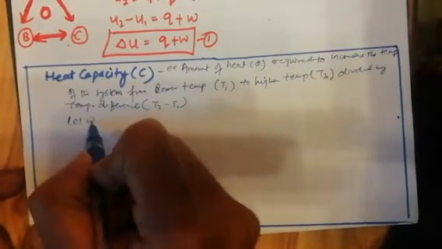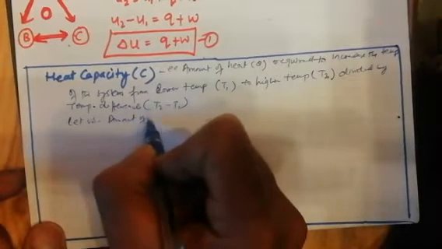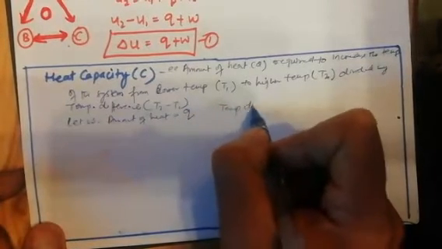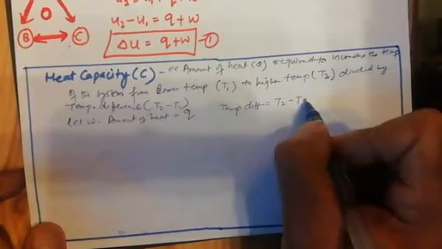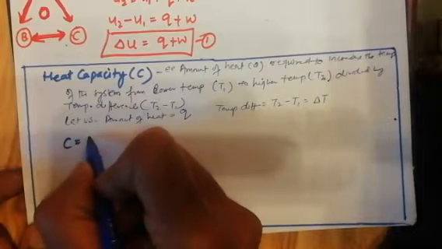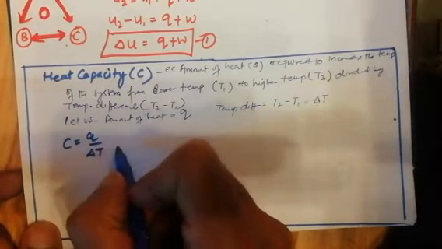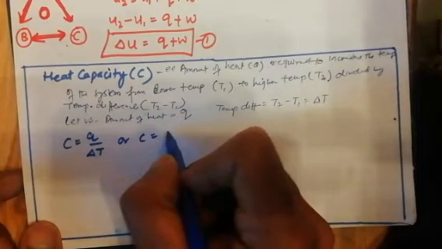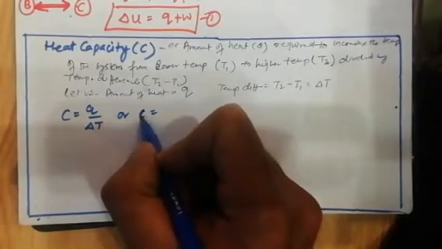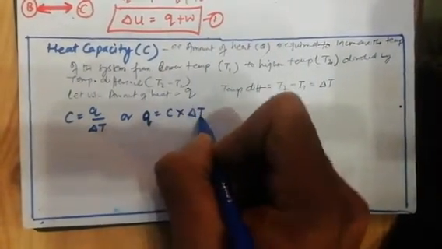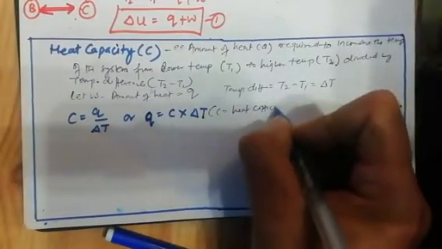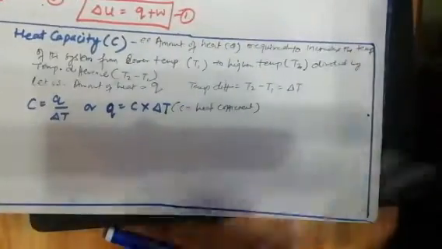Let us say the amount of heat is Q, and the temperature difference is T2 minus T1, which can be written as delta T. So C is equal to Q upon delta T, and then Q becomes C multiplied by delta T, where C is called the heat capacity here. Now we can add molar heat capacity.